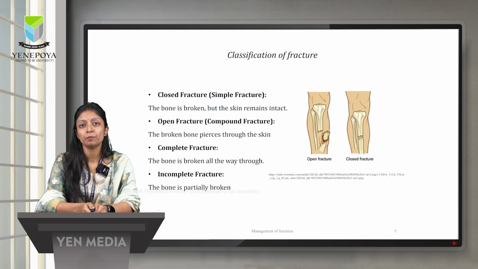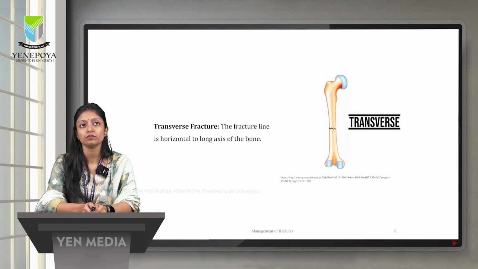Then there is complete fracture, where the bone is broken all the way through from one end to the other end. And then there is incomplete fracture, where the bone is partially broken, that is, it starts breaking from one end, goes to the middle and stops, and doesn't reach all the way to the other end. Then we have some other varieties of fracture. First one is transverse fracture. This is when the fracture occurs along the horizontal line of the long axis of the bone.